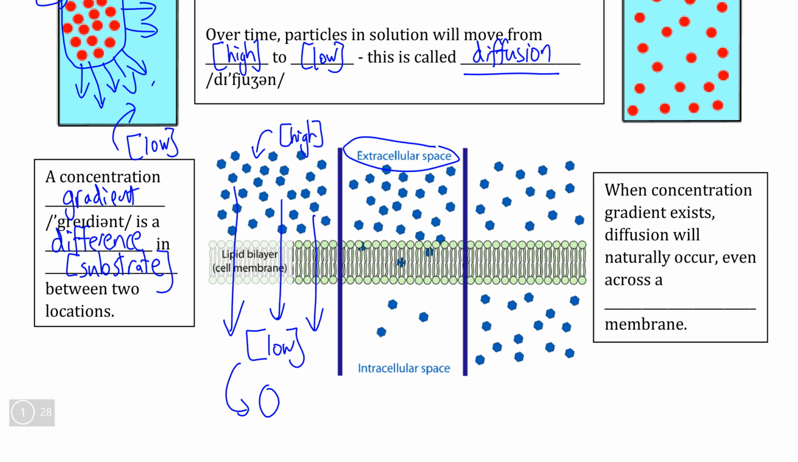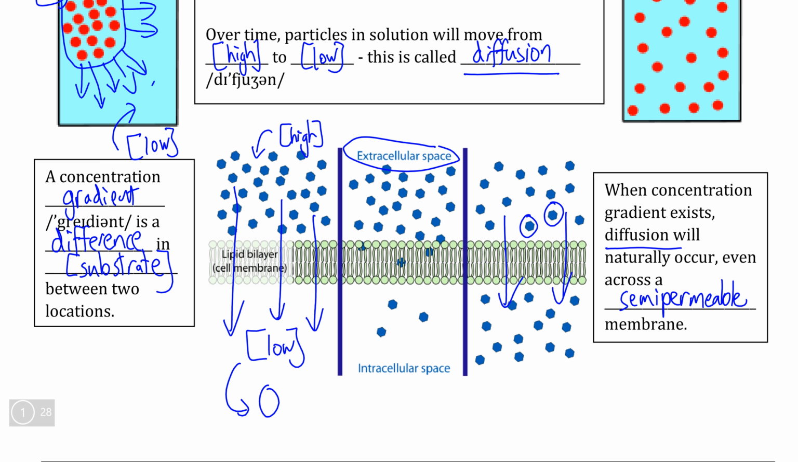Now, as we have observed here, as long as there is a noticeable concentration gradient, diffusion will naturally occur over time, even so much as having a solute diffuse through a semi-permeable membrane, such as the cell membrane that we see here.